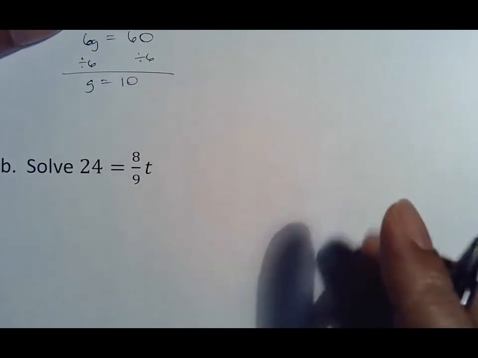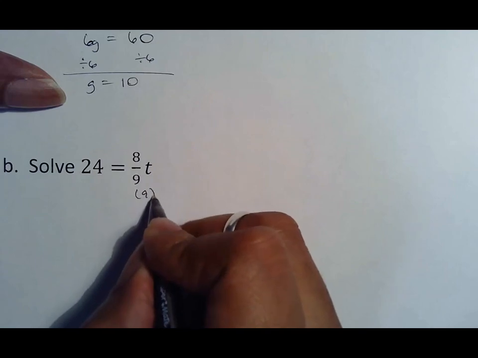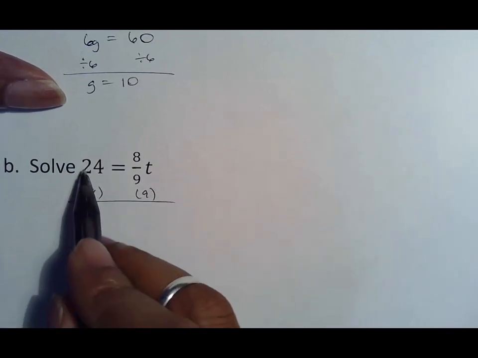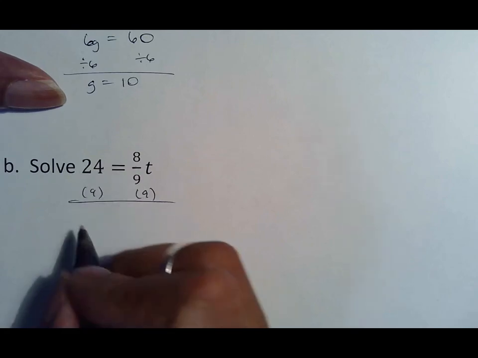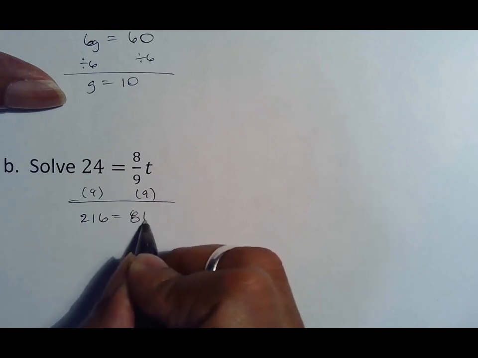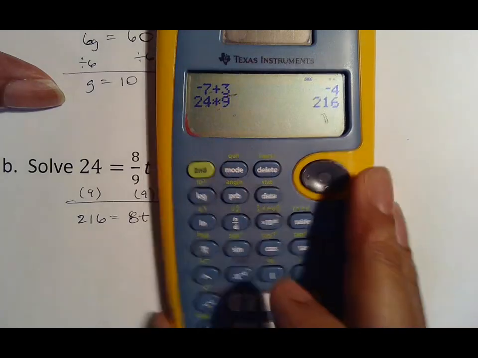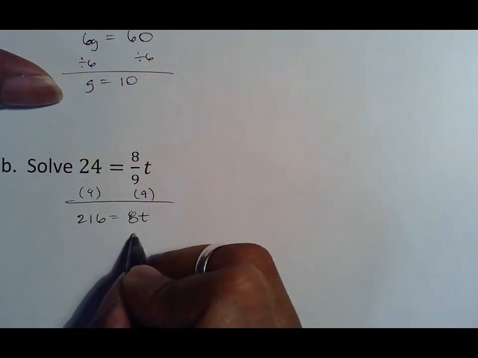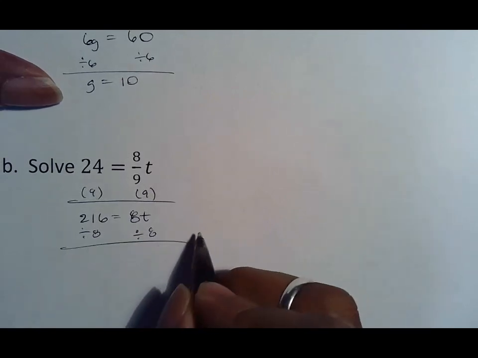8/9 t equals 24. Again, if I want to move this 9, it's divided by 9, so I will multiply by 9. 24 times 9, that's 180. That's 36, so 216 equals 8t, I think. Yep. And then if I want to get rid of this 8, this is 8 times t, so I will divide by 8. Divide by 8, again, long division.